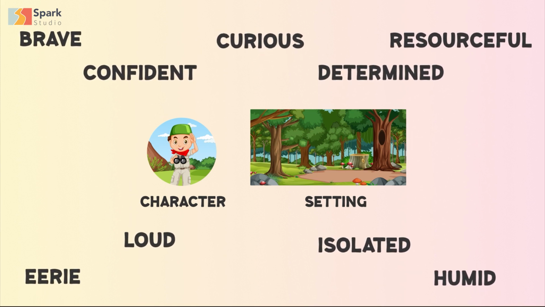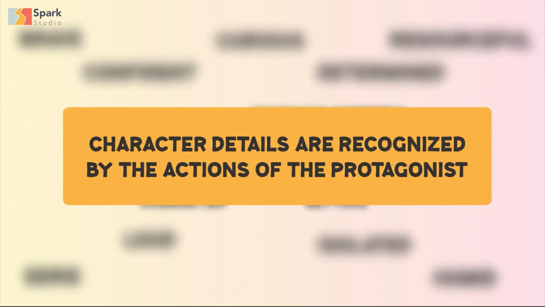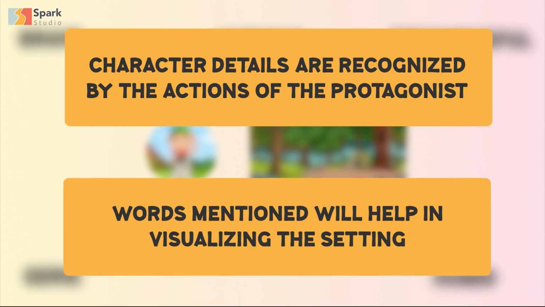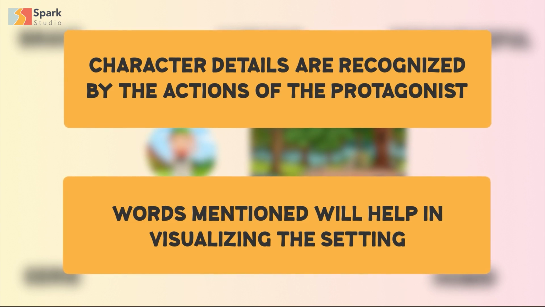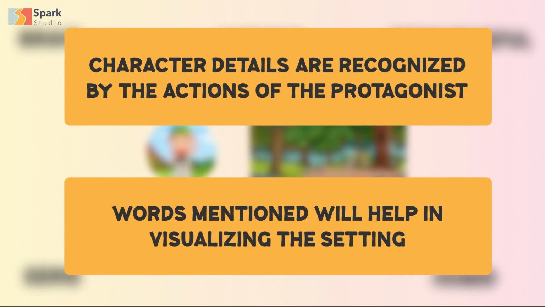Now this shows us an important detail. Character details are recognized by the actions that the protagonist does. I left my group and followed the trail, and that shows that I am curious. And I used many words to describe the setting. Those words are the ones that will help you understand and visualize the setting, the place where it is happening. Now, you remember this point every time you write your own story.